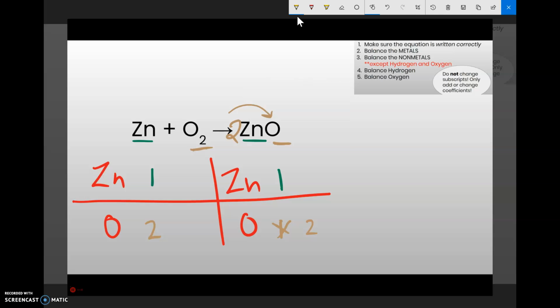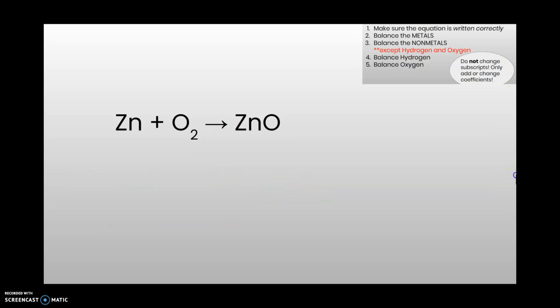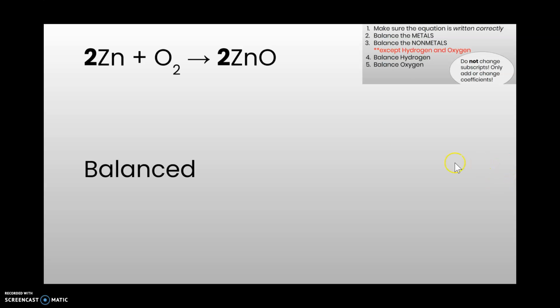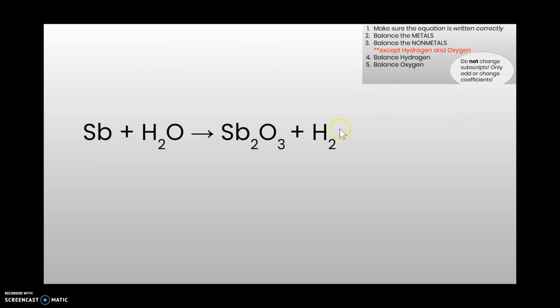But it's changing the zinc now to 2 on the product side. So now we have to make 2 on the reactant side, so we're just going to put a coefficient of 2 right there. And now this one is balanced. And there it is, a 2 on the zinc and a 2 on the zinc oxide. Okay, let's do number 5.